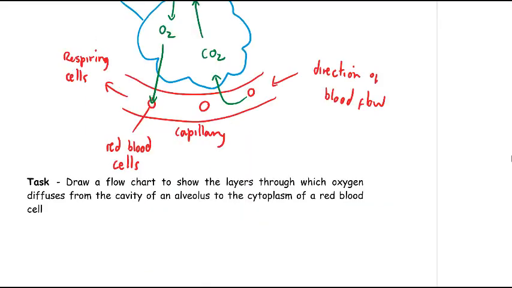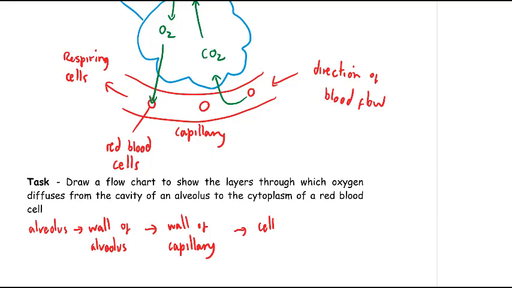Now, let's draw a flow chart to show the layers through which oxygen diffuses from the cavity of an alveolus to the cytoplasm of a red blood cell. So it starts in the alveolus. It has to diffuse through the wall of the alveolus. Then it has to go through the wall of the capillary. Then it has to diffuse through the cell membrane of the red blood cell, and then it finally reaches the cytoplasm.